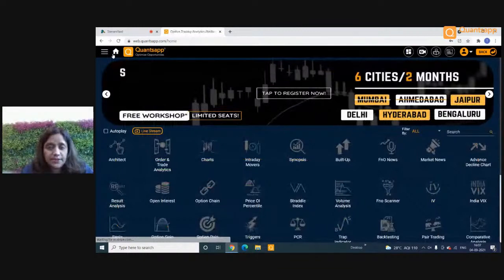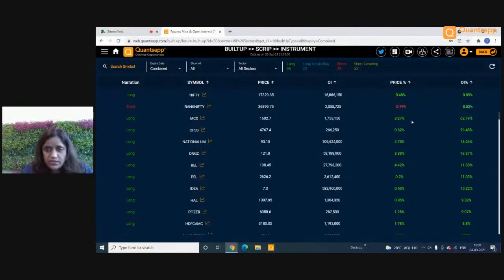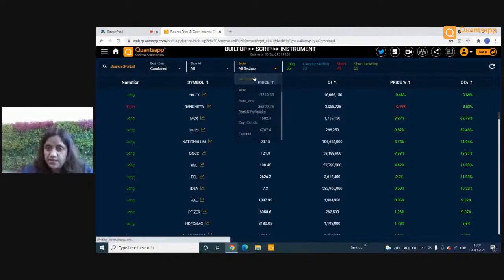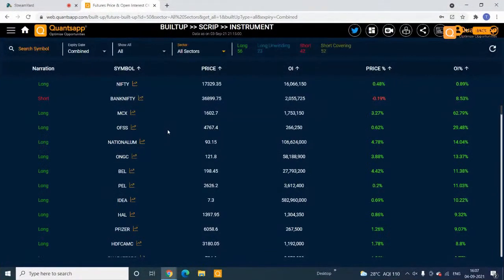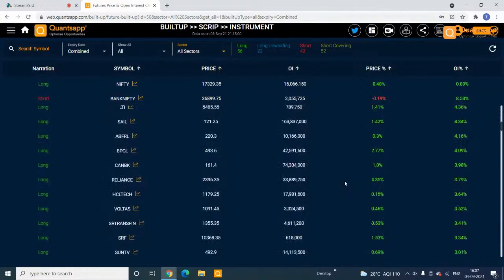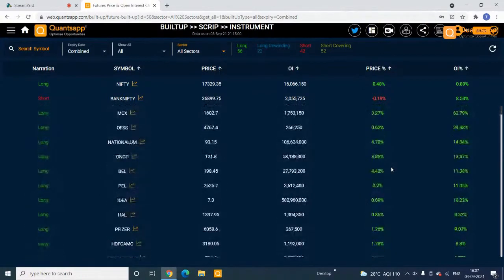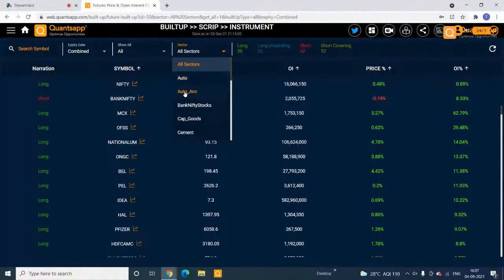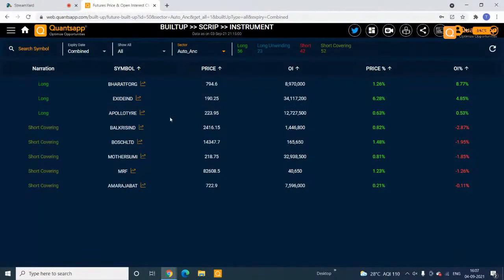Okay, so when you do the build-up scrip, you see all the stocks. There are various sectors in this. So when I say all sectors, it is the complete market. You have Nifty, Bank Nifty, you have complete stocks. So this is like a full market picture you're getting. But when I select only auto ancillary, the stocks over here are part of auto ancillary: Bharat Forge, Exide, Apollo Tyre, Balkrishna Industries, Bosch, Motherson Sumi, MRF, Amara Raja Battery. So these are the components of the sector.